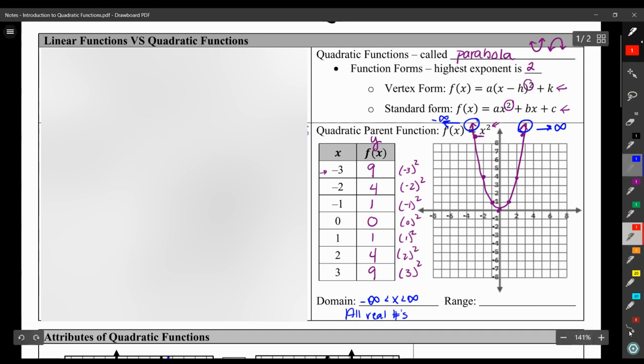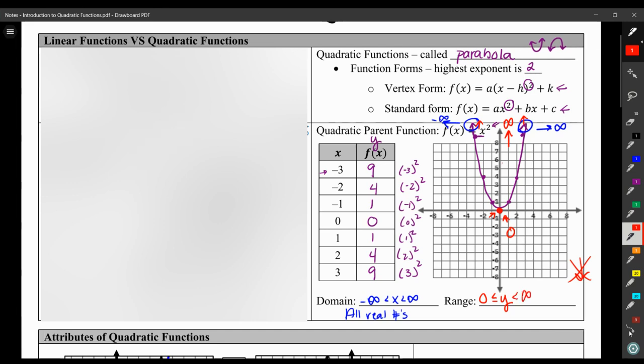Now let's look at range. Well, I don't actually move down forever anymore. We have a low point here. This is my lowest y value possible at a 0. So my range will be 0 less than or equal to y. And then for the highest my y values go, both of these arrows here are moving up towards infinity. So the highest y value I have is actually infinity.